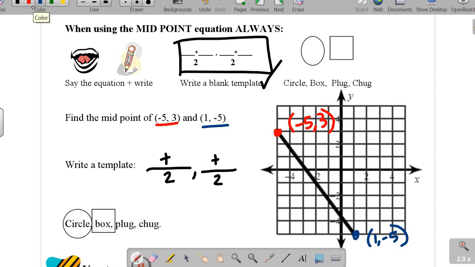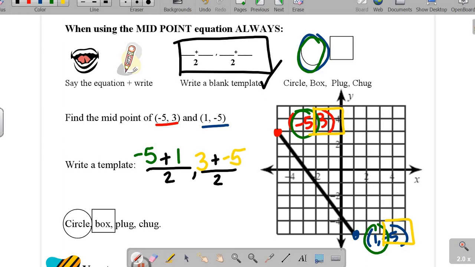Now, we circle the x's and plunk them in. Box the y's. Plunk them in. Notice you go the same direction each time. That's really important. I went top, bottom, or kind of left to right. Either way, you must be consistent in the direction you go here.